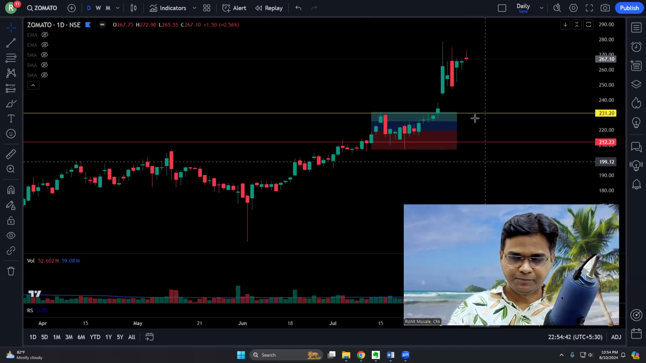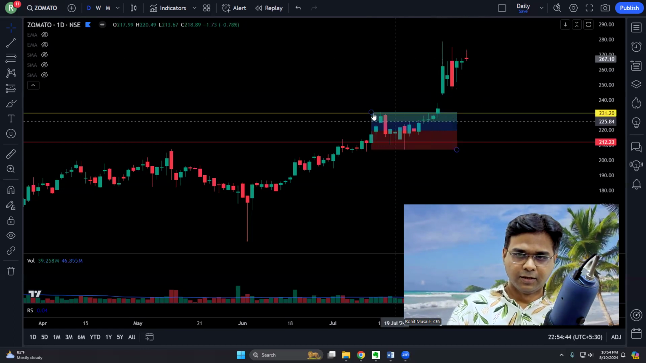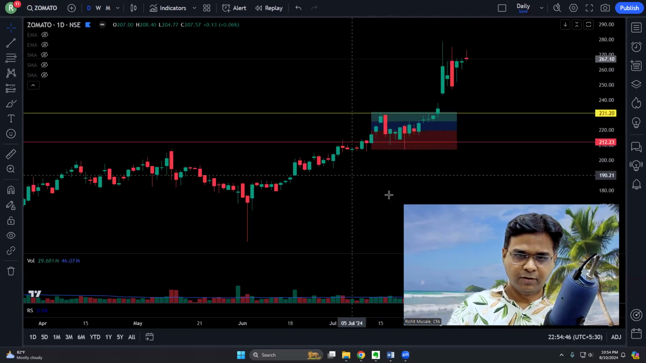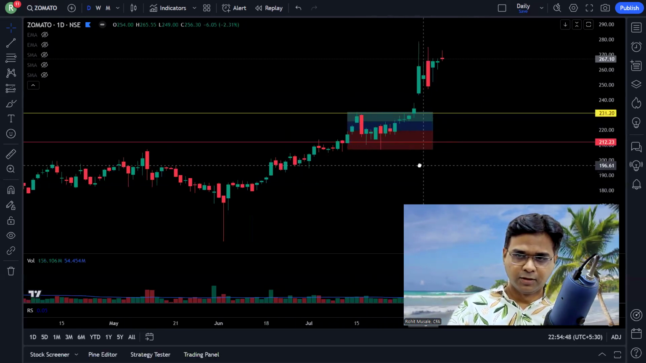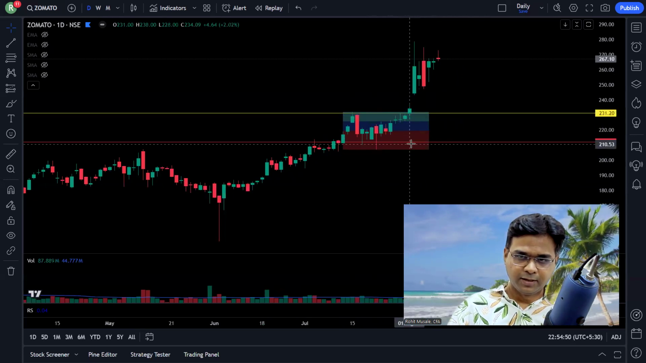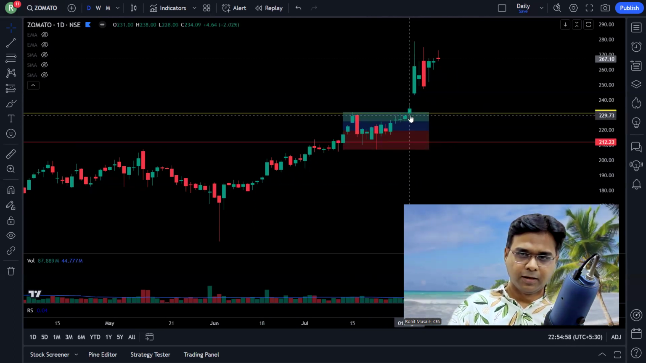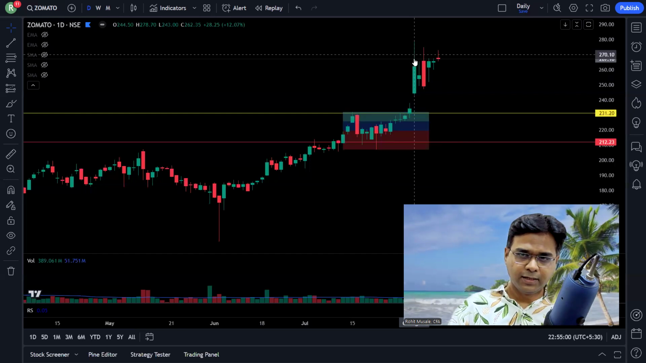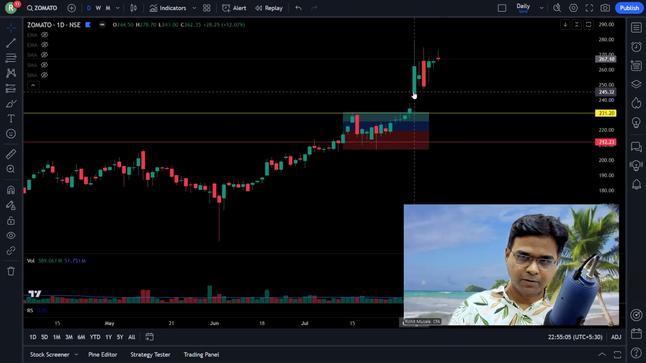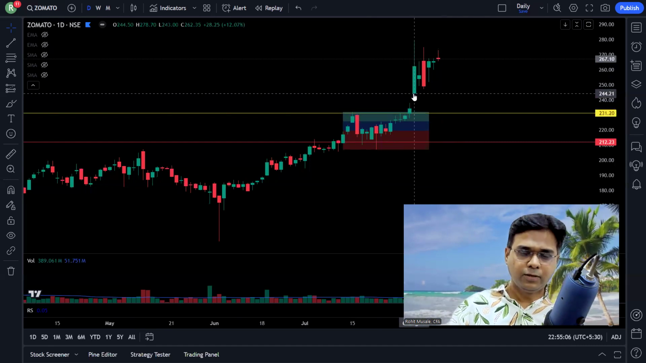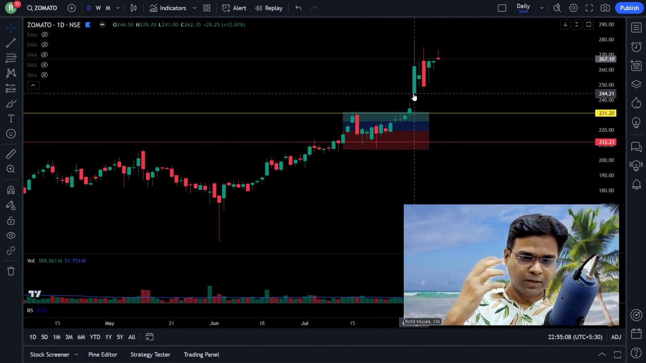Let me explain. So let's say you have a nice base here. I will not discuss why I bought the stock. The yellow line is the buy point and the red line is the stop loss. So let's say you buy a stock, it breaks out here, goes up. Now, as it opened here with a gap up, I knew that it is most likely to be a very positive day for this particular stock.